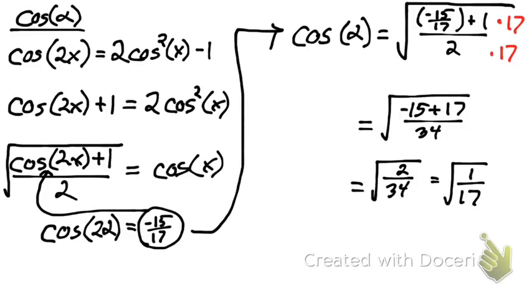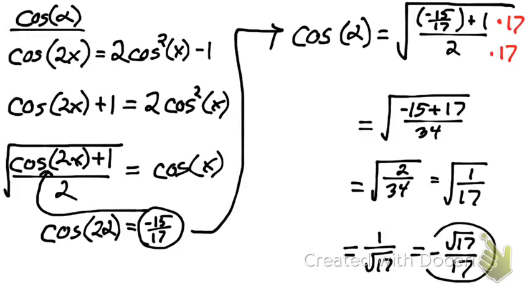Continuing on, I probably wouldn't show all of these steps, because a lot of this can be done in your head. It would be 1 over square root of 17, which equals square root of 17 over 17. Now, cosine alpha: alpha is in quadrant 2, and cosine is negative in quadrant 2, so this is going to be negative because we are in quadrant 2.